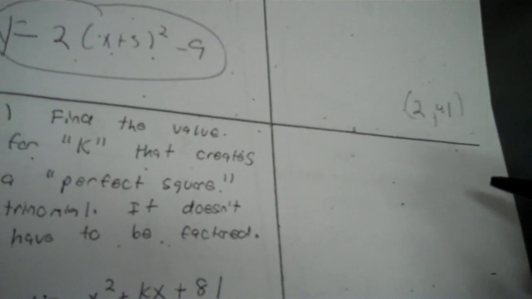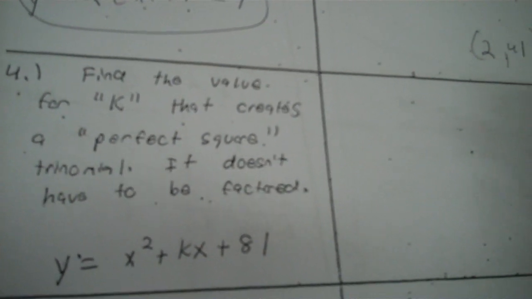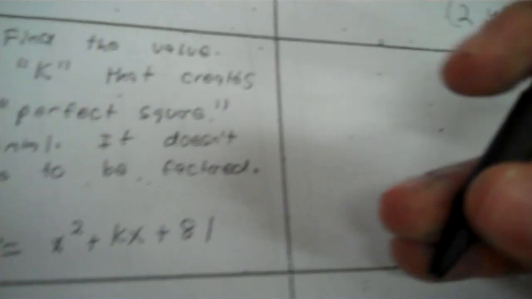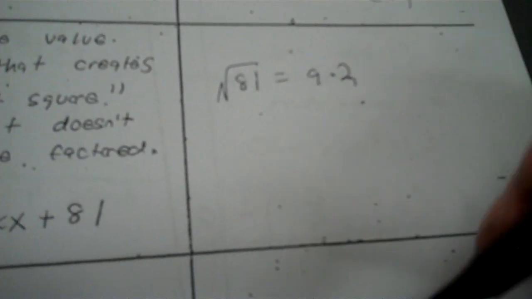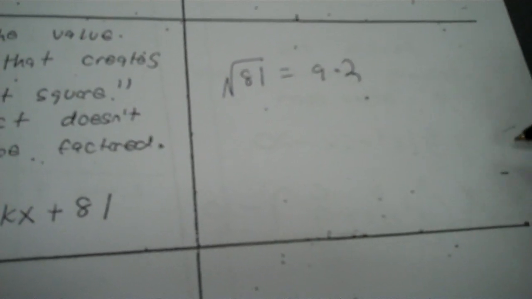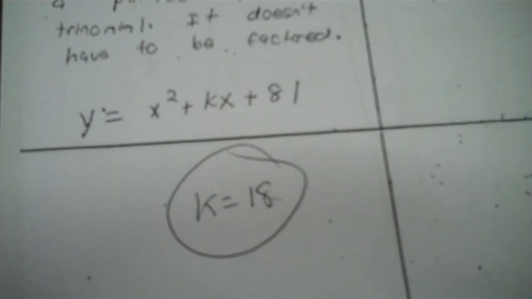Okay, and this one's pretty easy. Find the value for k that creates a perfect square trinomial. We don't have to factor it, okay? So here's what you do. You find the number times itself, that's 81. That's 9, but then you have to take 9 times 2, because if I make a t-chart, 9's on there twice, so 9 times 2 is 18, so k is 18. Because if you took 81 to a t-chart, it would be 9, 9, and that adds up to 18, okay? Okay, that's one standard. That'll be the second time on tomorrow.